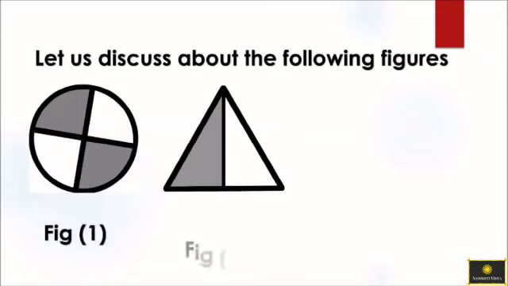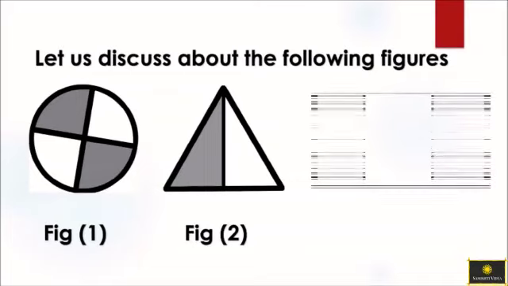Let us observe figure 2. In figure 2, we can see a triangle which is divided into 2 equal parts. Out of the 2 equal parts, only one part is shaded.